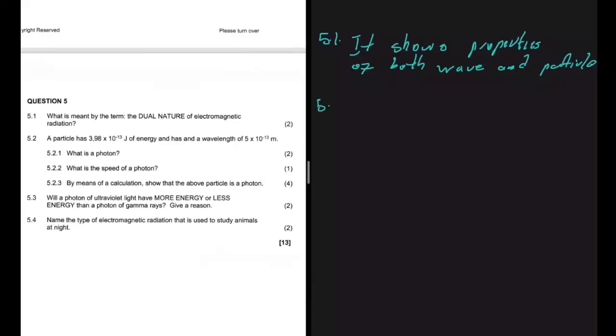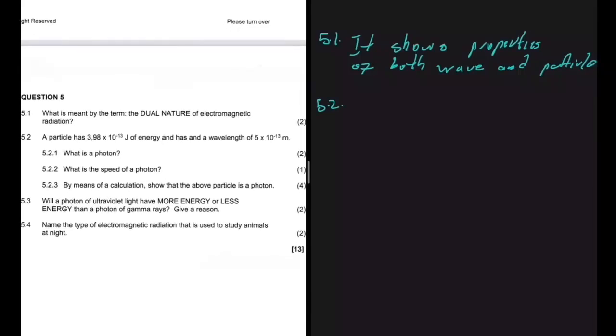Right, let's do 5.2. So 5.2 says that a particle has 3.98 times 10 to the minus 13 joules of energy and has a wavelength of 5 times 10 to the minus 13 meters, right? And then the first question, 5.2.1, says, what is a photon? A photon is a packet of energy in which light travels.